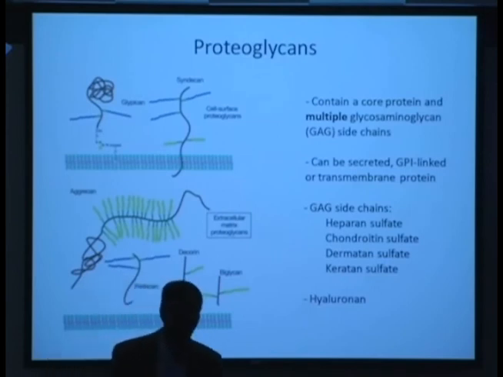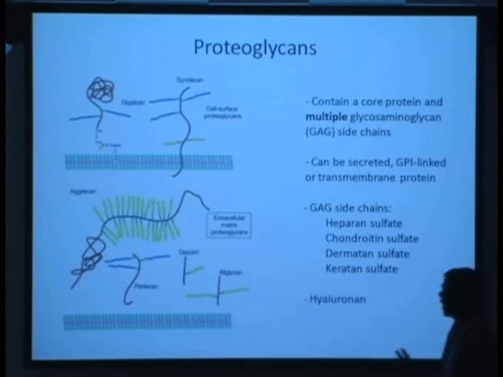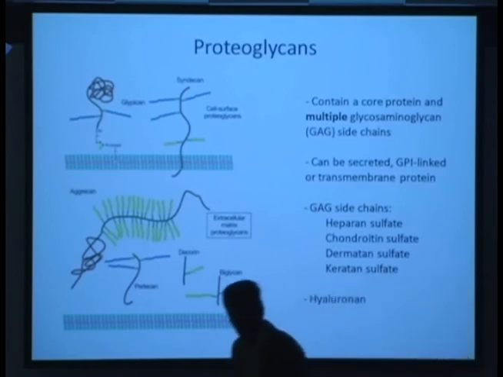Again, this is all unknown. But what is known right now is that some core proteins can have both HS and CS, and some core proteins can have only CS, or CS and KS, or only CS, and so forth. But the attachment sites are highly conserved.